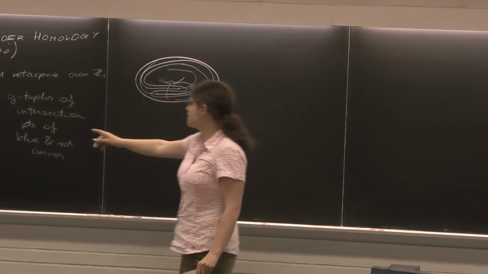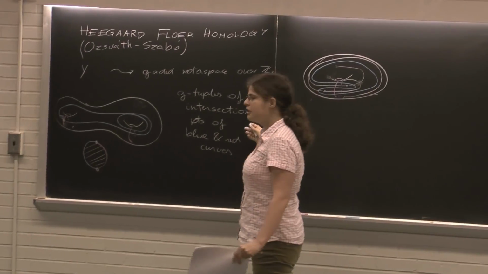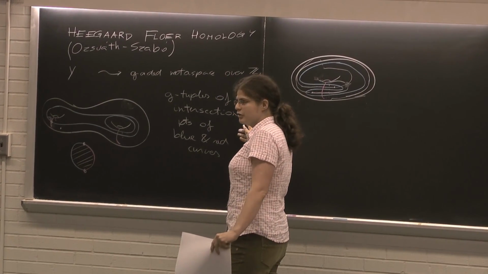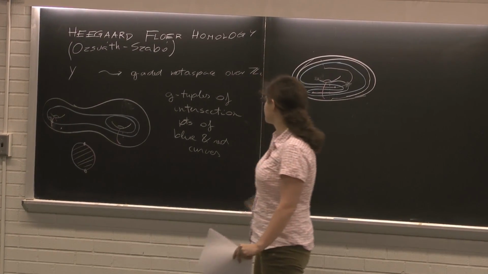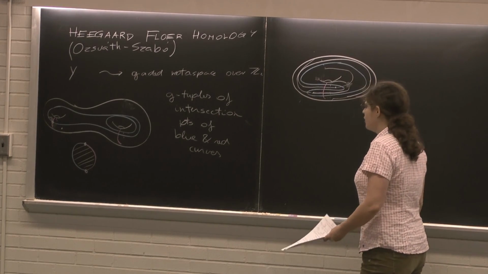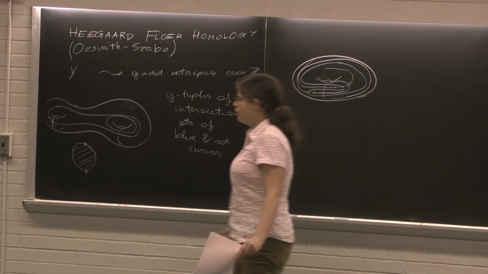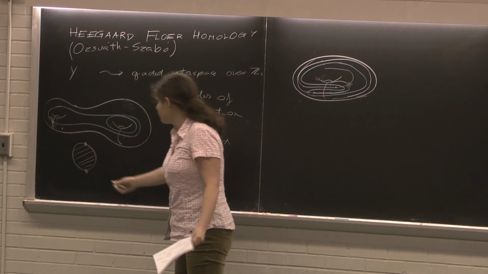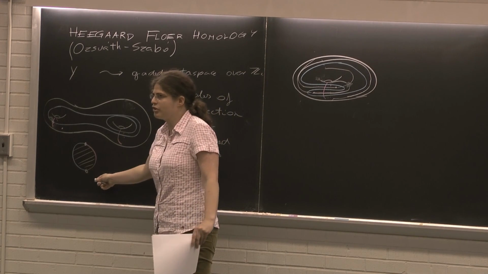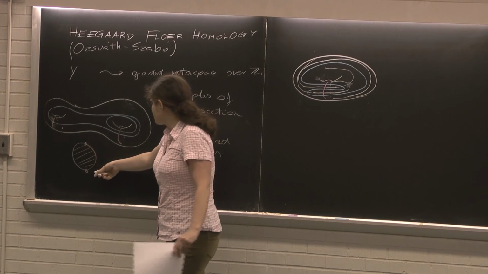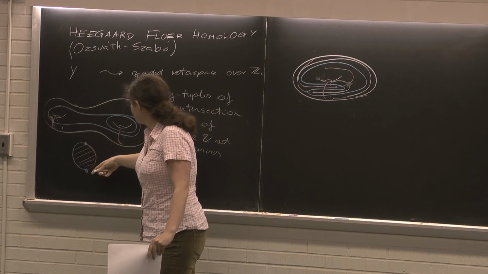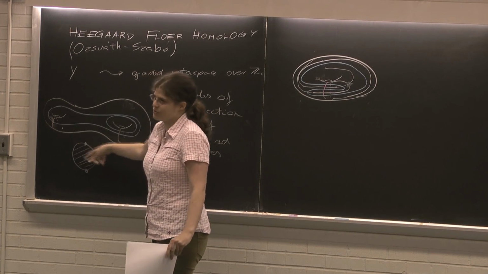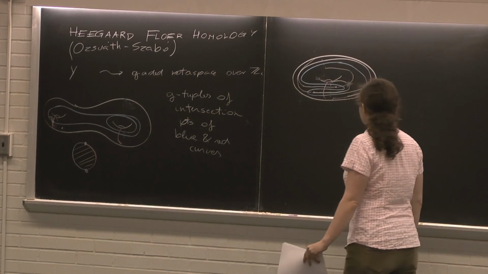And then just exactly the same way you do it here, the g-tuples of intersection points are going to give you the generators, and the maps are the same. And I'm again talking about the easiest theory. In the easiest theory, you count the same type of holomorphic curves which do not intersect any of the base points.